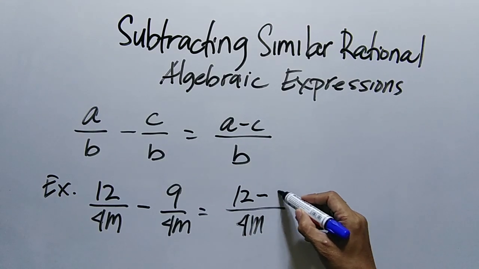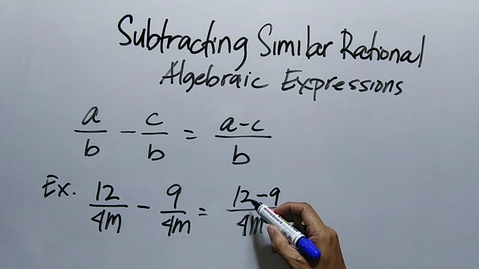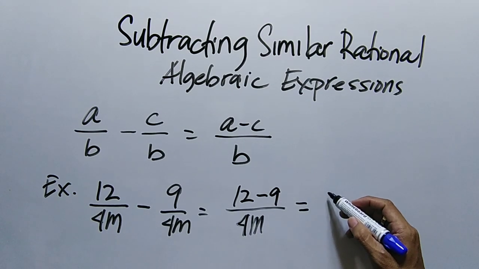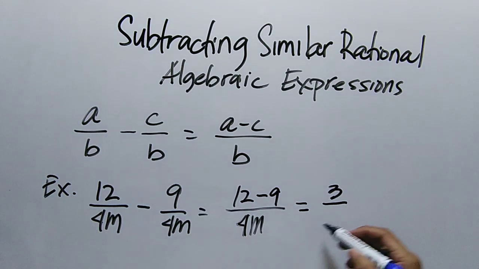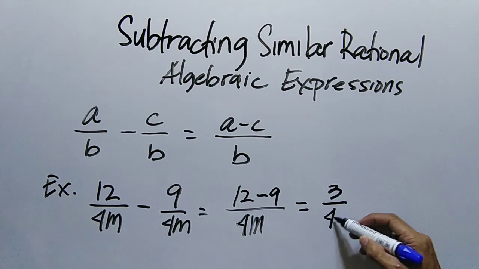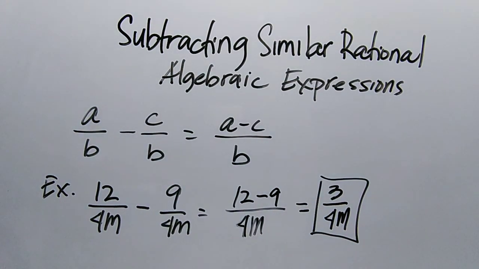12 minus 9. Okay? So, equals 12 minus 9, that is equal to 3 over, kopyahin natin yung common denominator na 4m. So, this is your final answer.